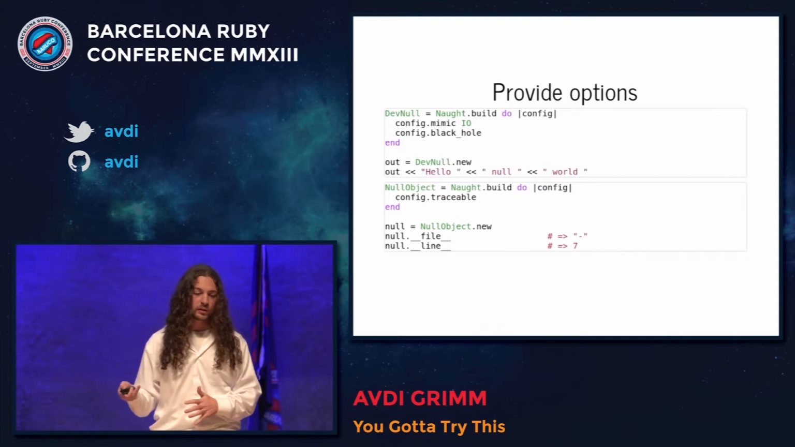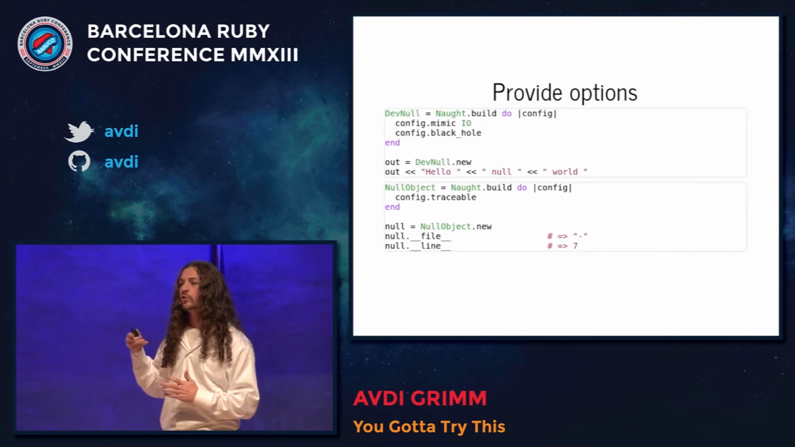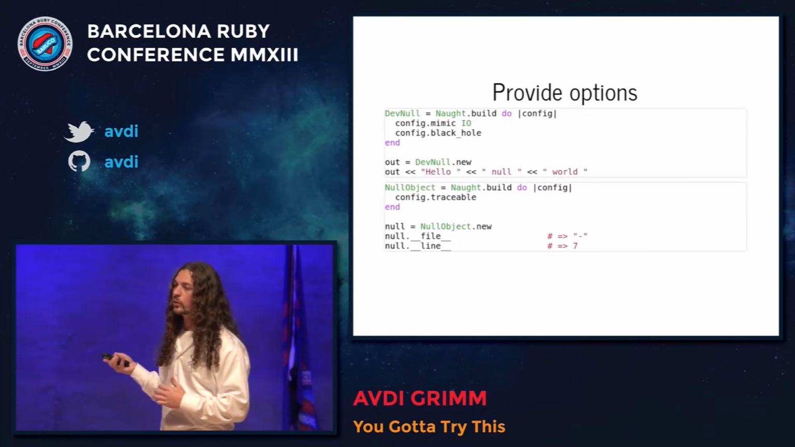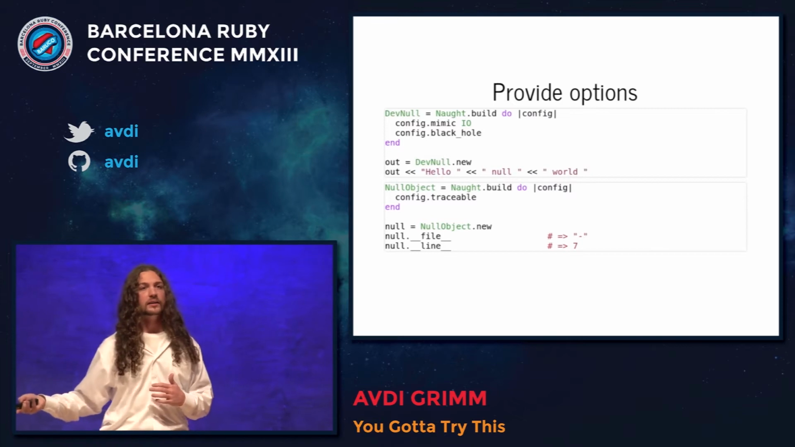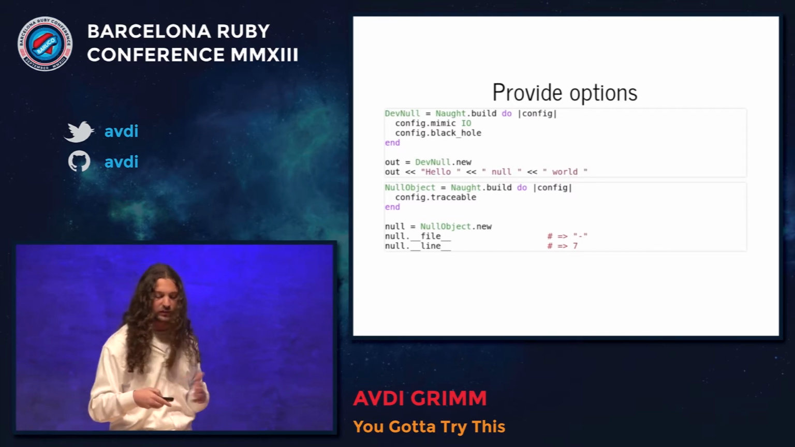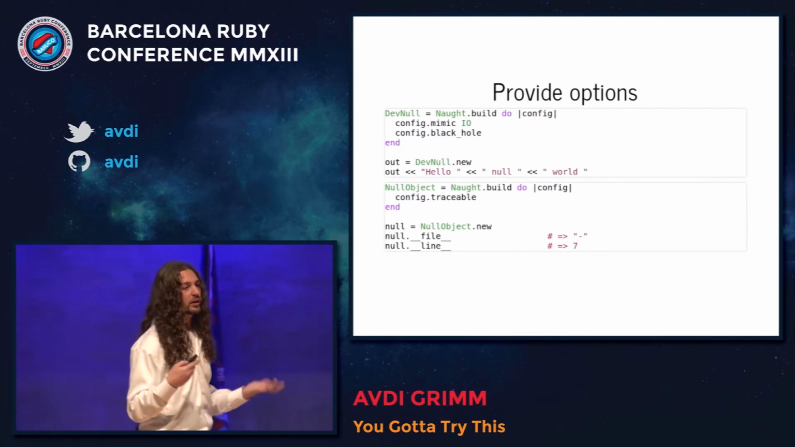Another example here is the concept of a traceable null object. So this is a null object which knows the file and line on which it was instantiated. And this is kind of nice when you're debugging and you're trying to figure out where a null object came from.